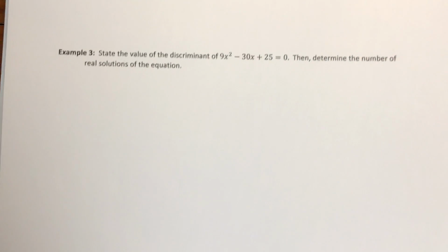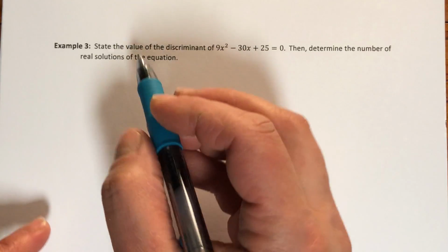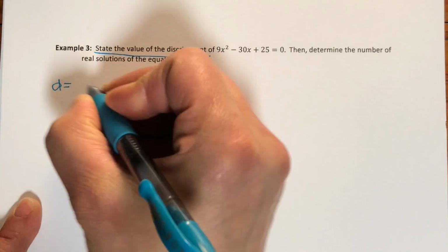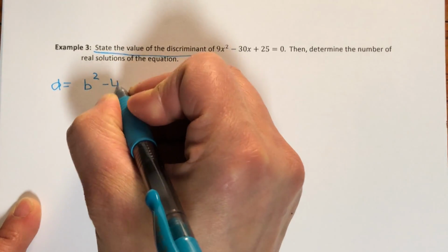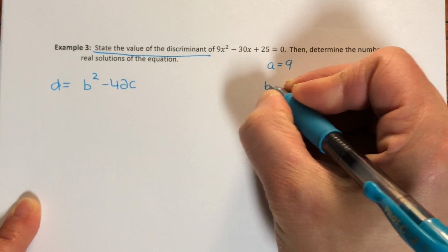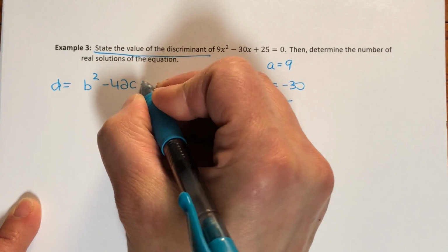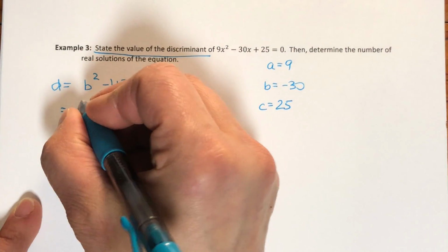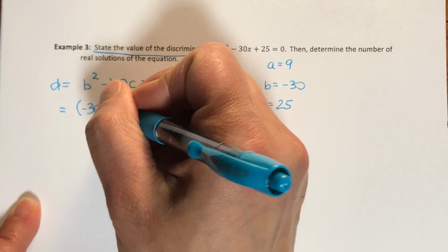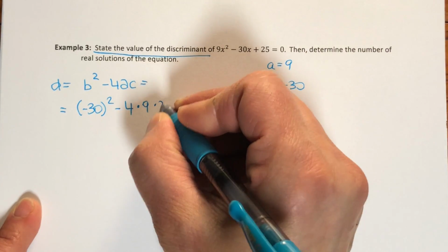All right, and then we have one more. Those numbers look larger, so you may want to use a calculator. But again, we want to state the value of the discriminant first. I am going to start by writing the formula, b squared minus 4ac. Well, a is 9, b is negative 30, and c is 25. B squared, negative 30 squared. Be very careful here. This number is going to become positive. 4, a is 9 and c is 25.